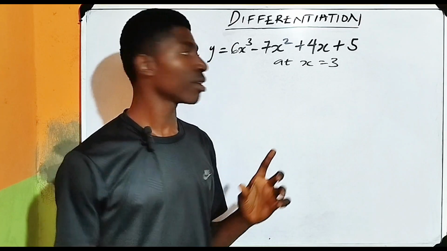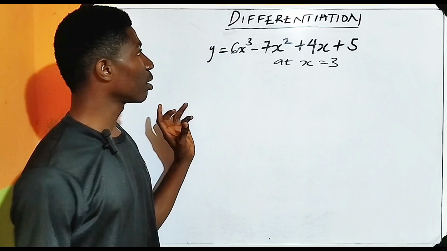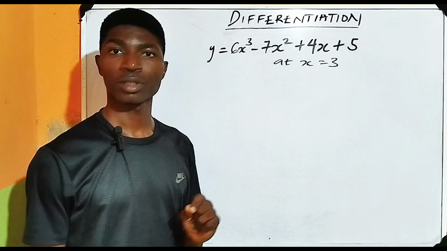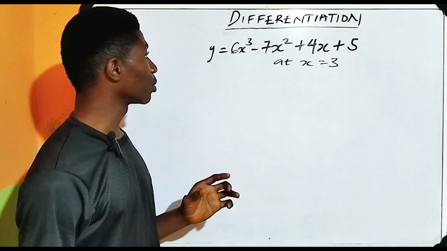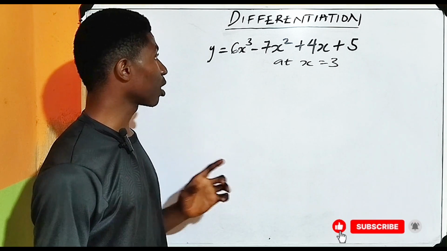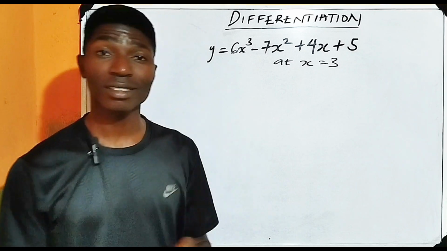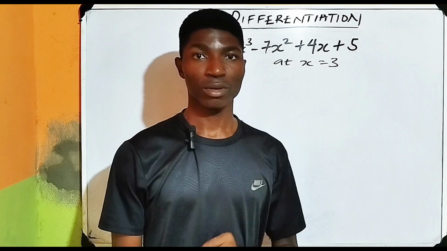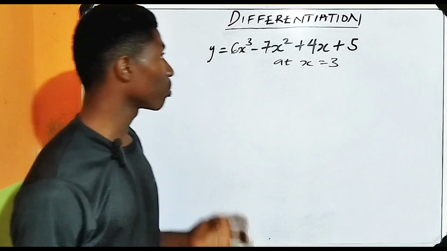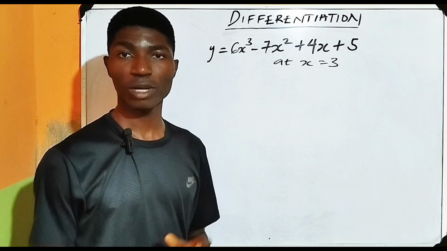Here is another simple equation for us to solve. Differentiate y is equal to 6x cubed minus 7x squared plus 4x plus 5 at x equal to 3. We're going to differentiate this equation by applying the principle I taught you earlier on.